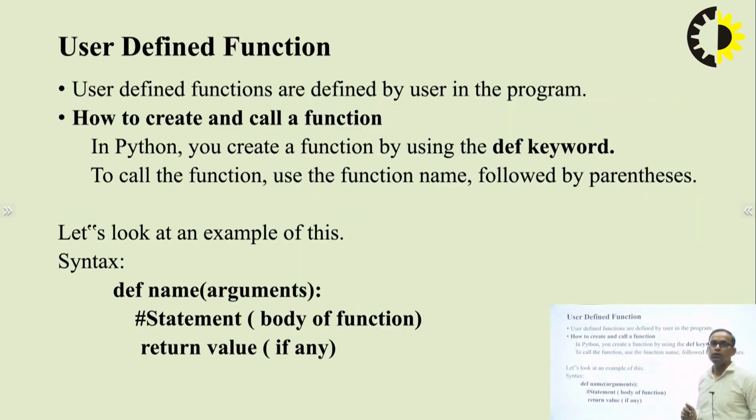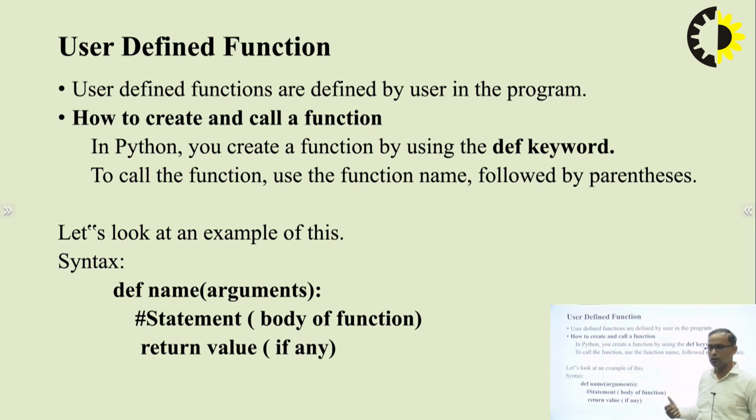Next is the user-defined function. How can we create or define our own function in the Python programming language? A function defined by the programmer itself is known as a user-defined function, and in order to define a user-defined function in Python, we use the def keyword. This is the basic syntax to define a function in Python programming language.